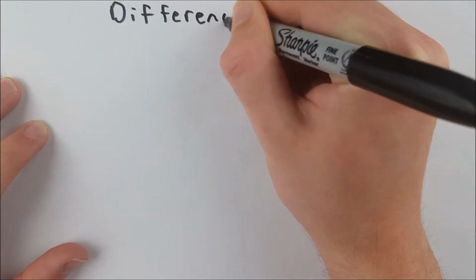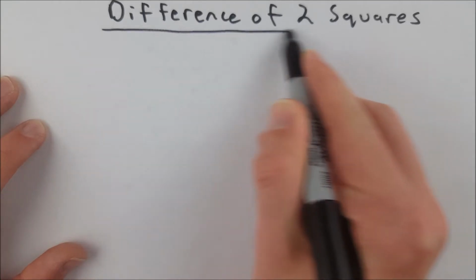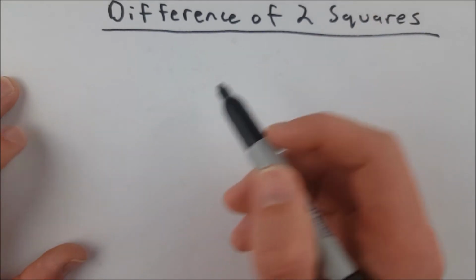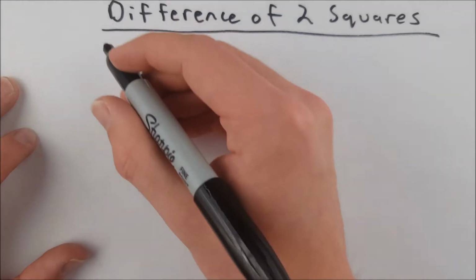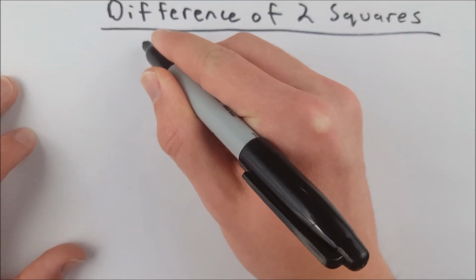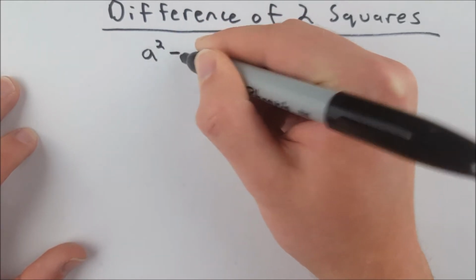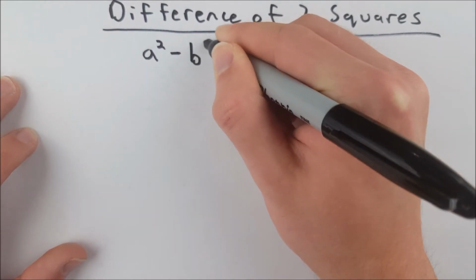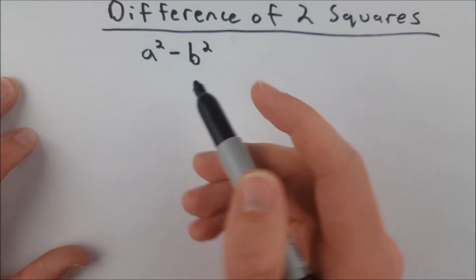In today's video, we will be going over how to factor the difference of two squares. And when I say squares, I just mean quantities that are some other quantity squared. So the difference of two squares would look something like this. A squared, that's some quantity squared, minus, that's the difference, b squared. So this is the difference of two squares, a squared minus b squared.